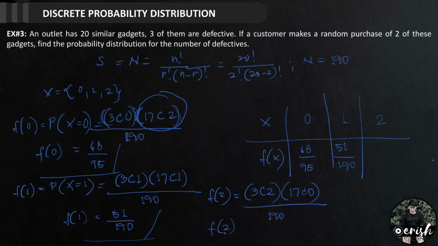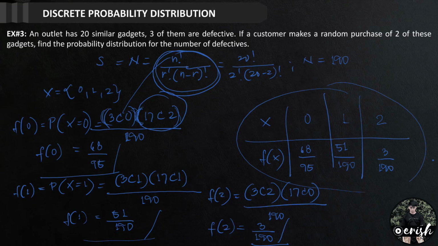So, this is over 190 pa din. Probability of the random variable value na 2 natin is equal to 3 over 190. So, itong 3C0 na yan, ito yung ating formula dyan. Idinirect na lang sa calculator. Lagay na natin dito sa table natin. We have 3 over 190. And ito na ngayon yung ating probability distribution for this experiment.